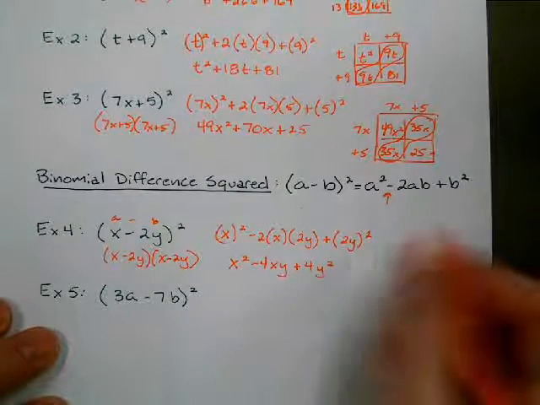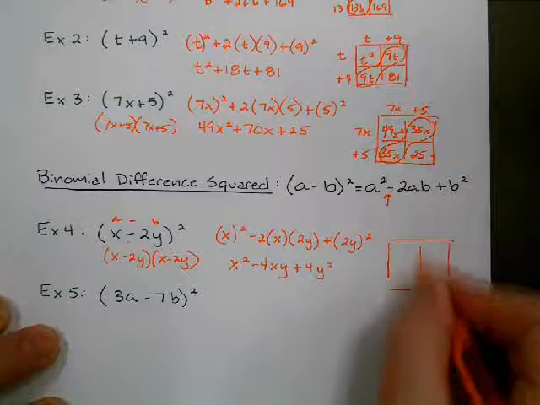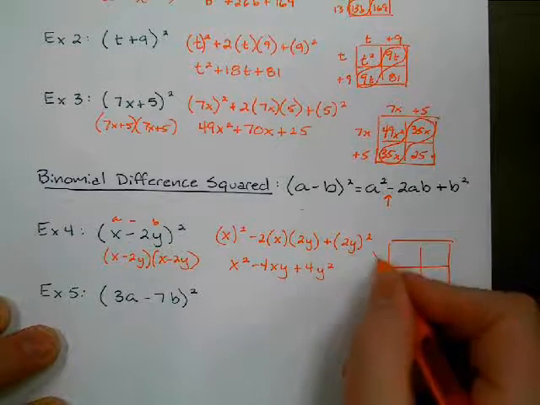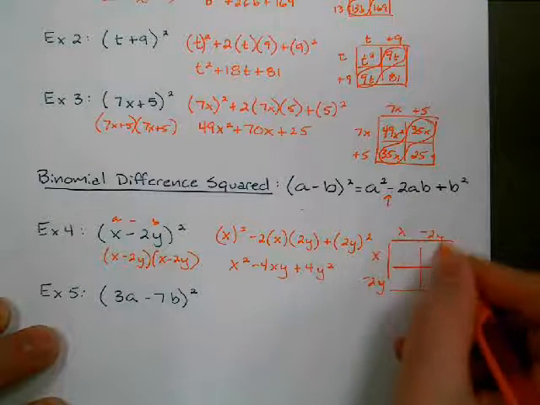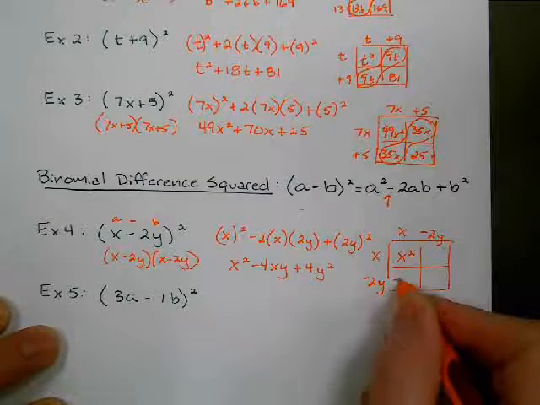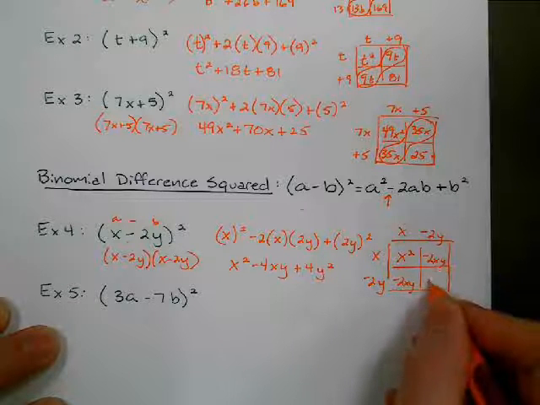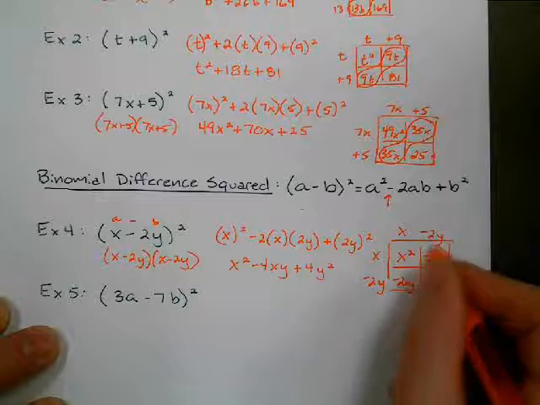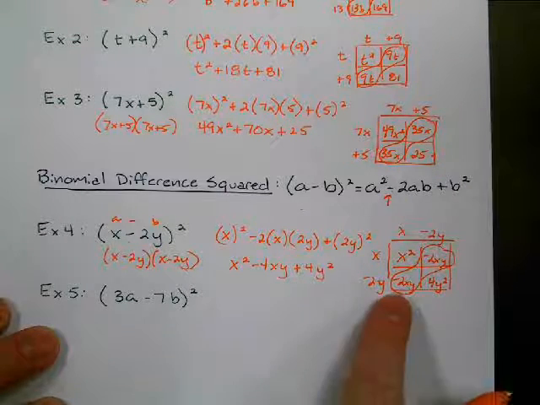I'll do it real fast since this isn't taking too long. So we got x minus 2y, x minus 2y. So I got x squared, negative 2xy, negative 2xy, and positive 4y squared. And here's where I'm getting this negative 4xy from, because I've got negative 2xy and negative 2xy.